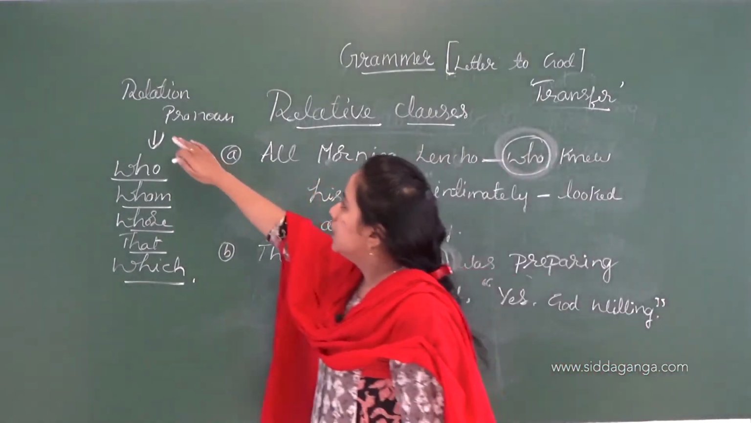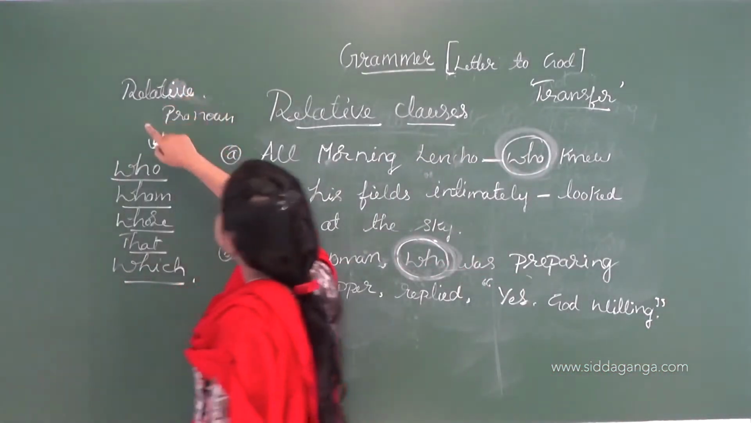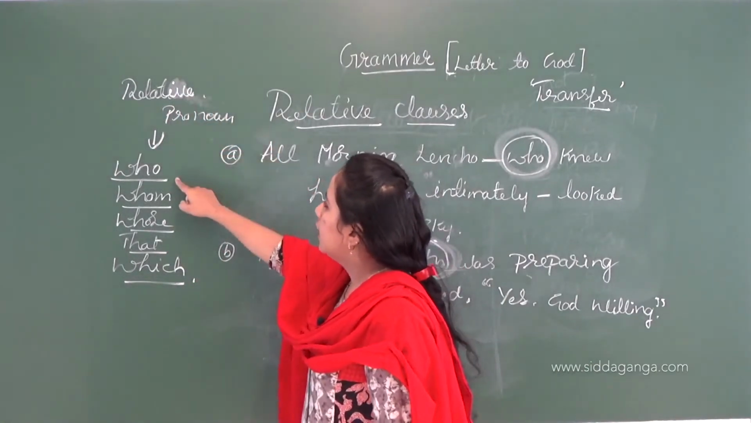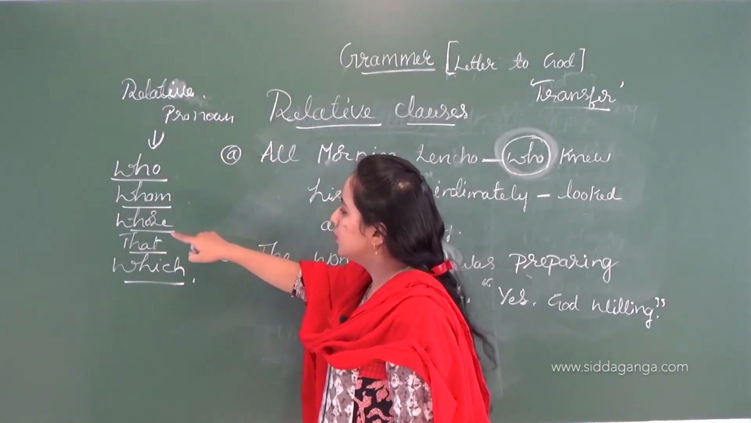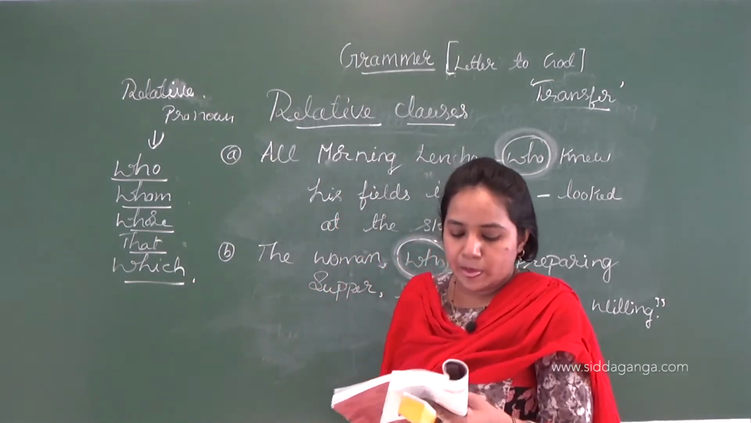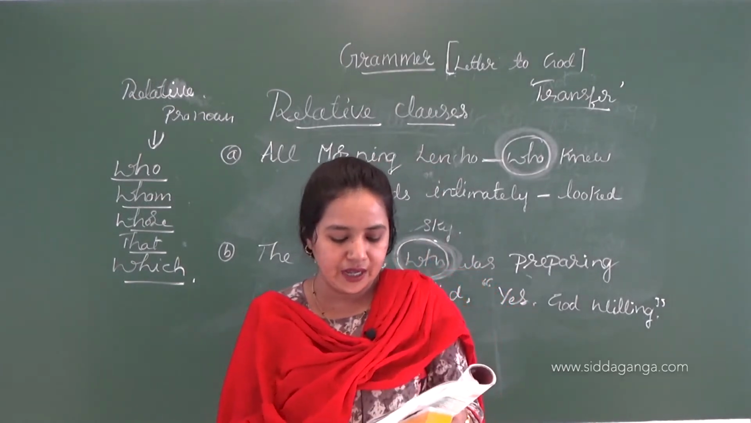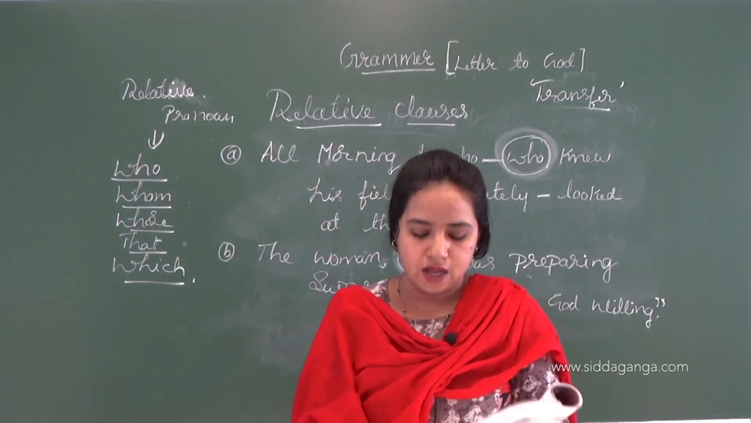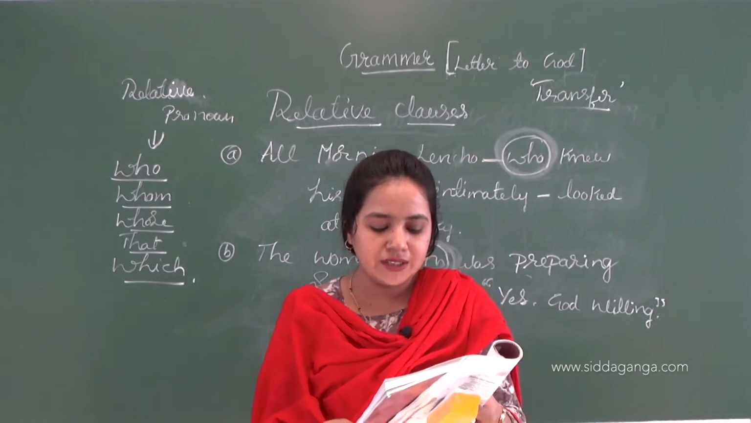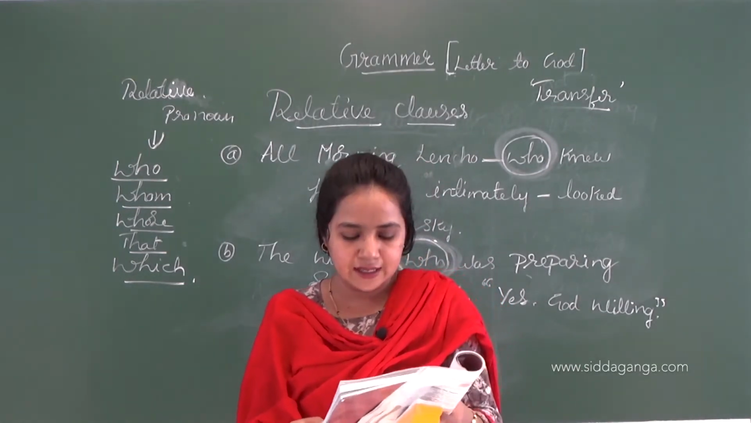I told you, relative pronouns are who, whom, whose, that and which. A non-defining relative clause usually has a comma in front of it, and there is a dash, also called a hyphen. Now, join the sentences given below using who, whom, whose, which as suggested.